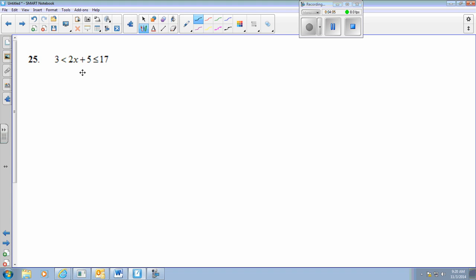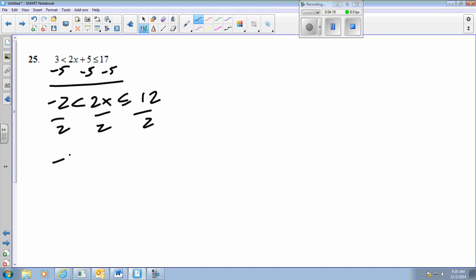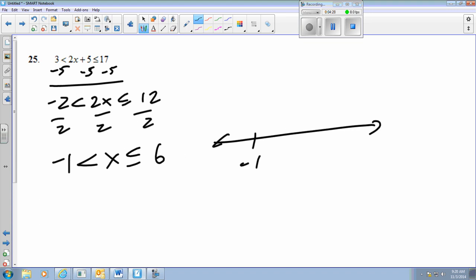On this one, since it's a compound inequality, I'm going to solve it by subtracting 5 from all three parts, and then dividing by 2 on all three parts, which gives me -1 is less than x is less than or equal to 6. We know it's an and statement because it's written as a compound inequality. And we know that x is less than or equal to 6, so bracket going that way. x is greater than -1. Remember, we read the sign backwards when we read it back. And so in interval notation, we're going to have from -1 non-inclusive to 6 inclusive.